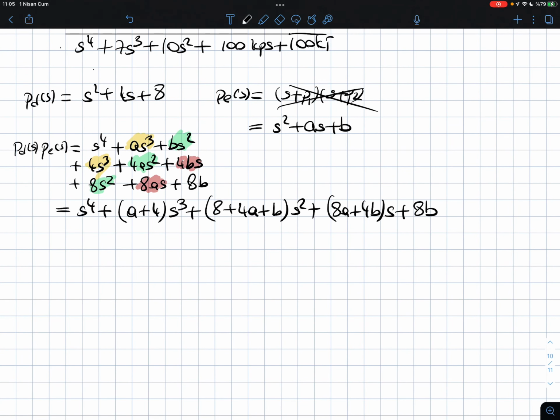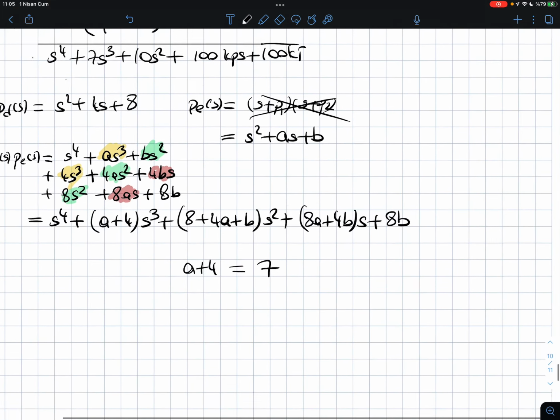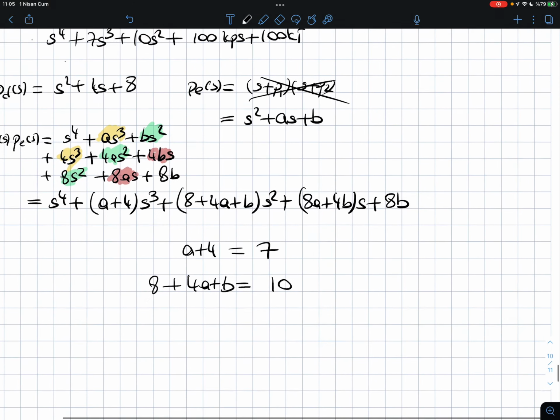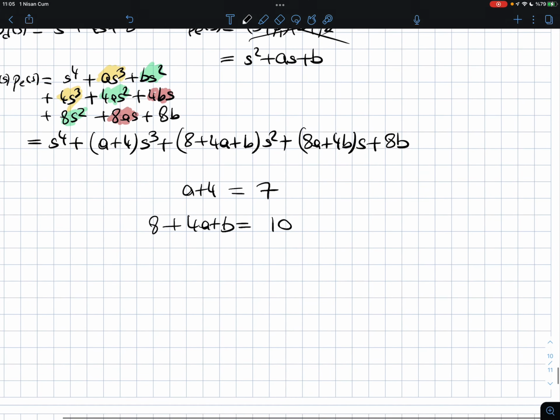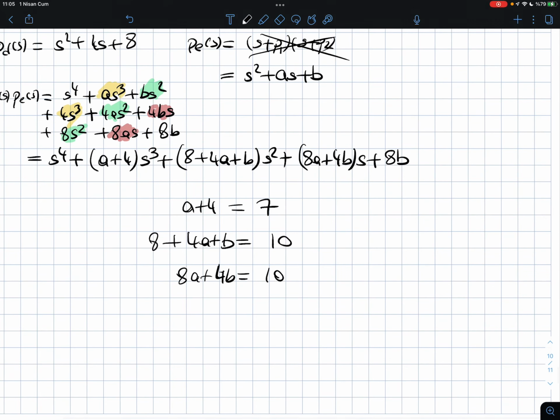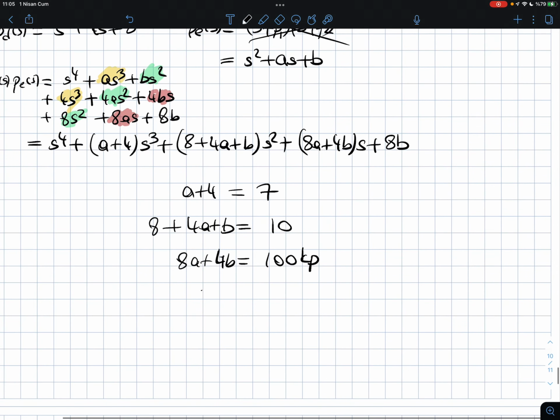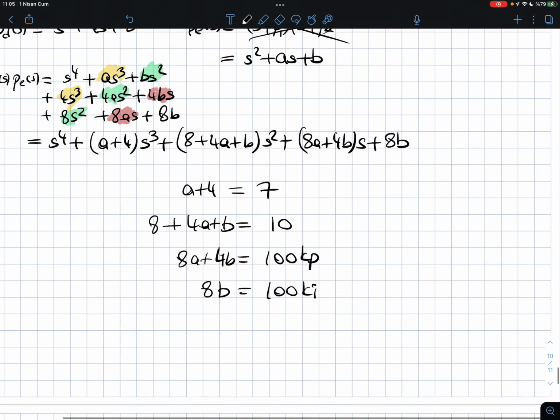Now, the problem here becomes the following. A plus 4 should be equal to 7. And 8 plus 4A plus B should be equal to 10. And 8A plus 4B should be equal to 100 KP. And 8B should be 100 KI.